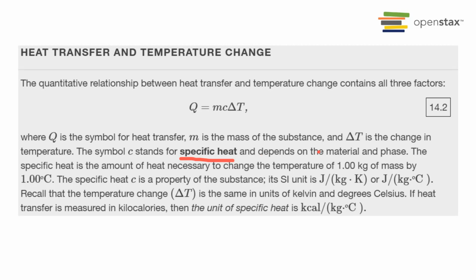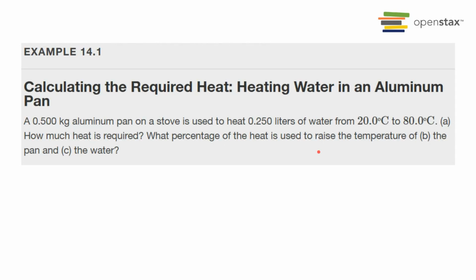Okay, so anyways, let's look at what all this means. Basically, let's try to use that formula and see how it works. A 0.5 kilogram aluminum pan on the stove is used to heat 0.25 liters of water from 20 to 80 degrees Celsius. How much heat is required? What percentage of heat is used to raise the temperature of the pan and the water?